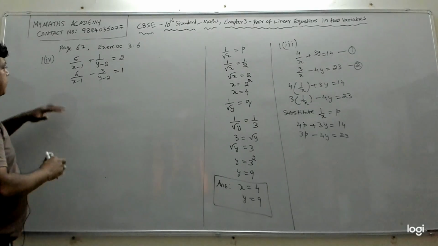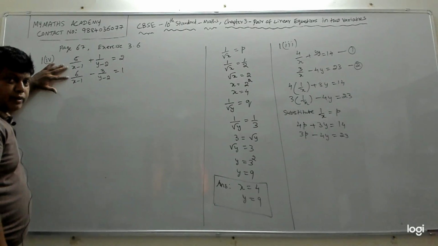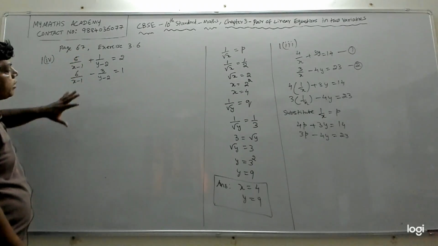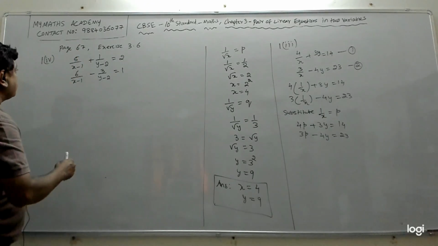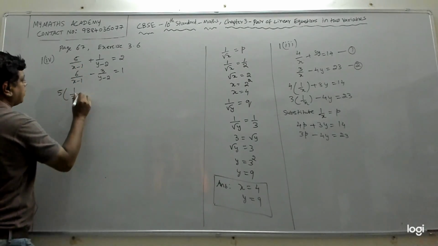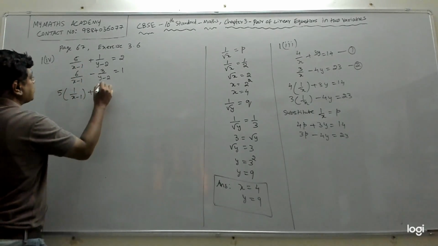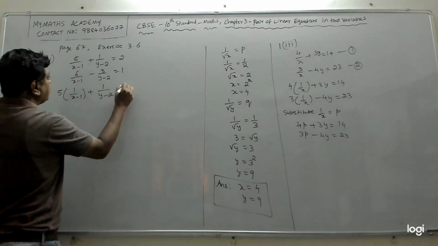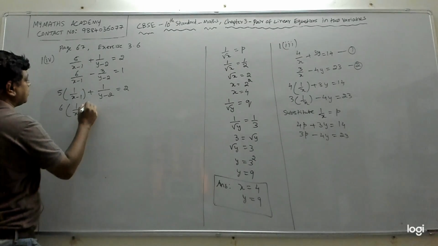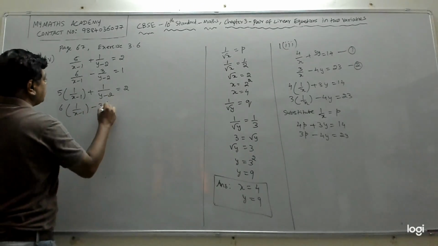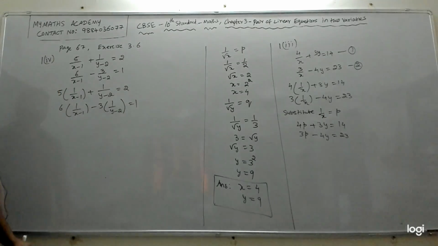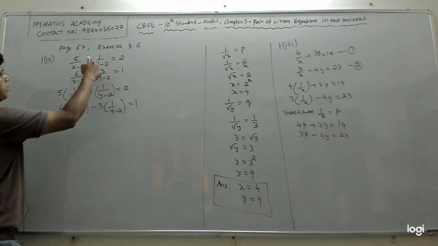Again, this is not a linear equation in two variables. We have to make the same substitution to get them converted into linear equations in two variables. So we'll write this as 5 into 1 by x minus 1 plus 1 by y minus 2 equal to 2. Then 6 into 1 by x minus 1 minus 3 into 1 by y minus 2 equal to 1. If you want, you can put a bracket here also. It's not required, there's no number.